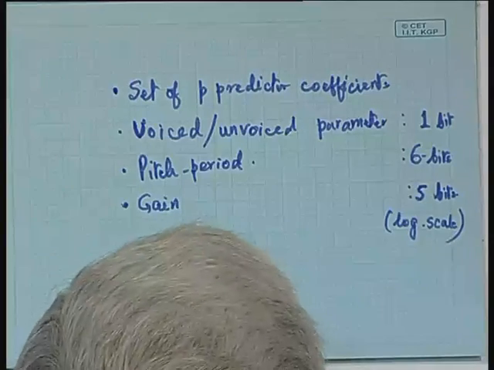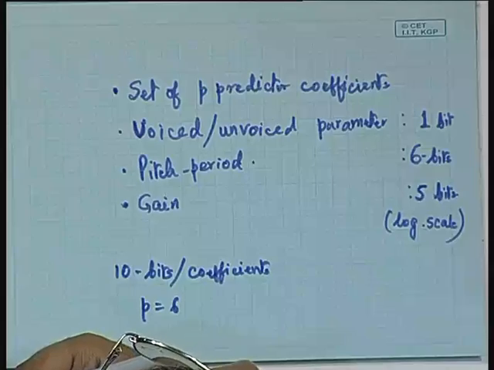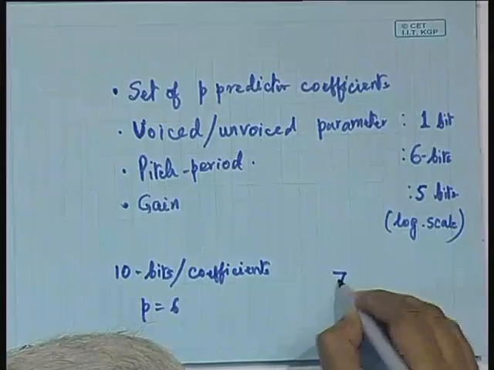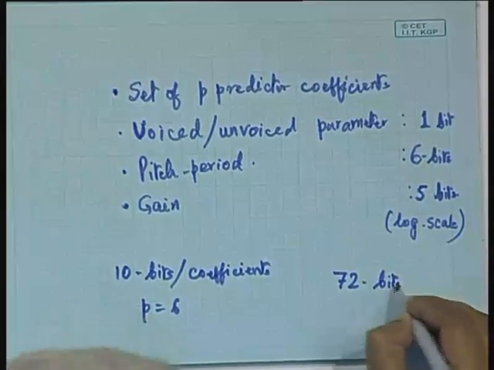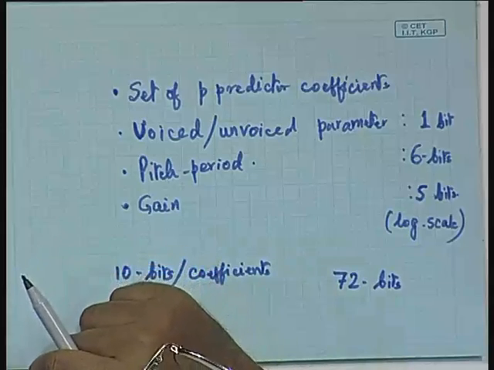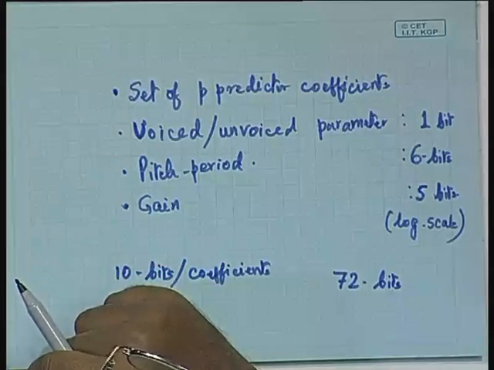So 3 formant frequencies would mean that we must have up to p equal to 6. Beyond p equal to 6 is not really meaningful. So if you take p equal to 6, that means 6 coefficients, and use 10 bits per coefficient, then that makes 10 into 6, that is 60. 60 plus this 12 makes 72 bits. So totally we are adding up to 72 bits of information, which must go in one frame.